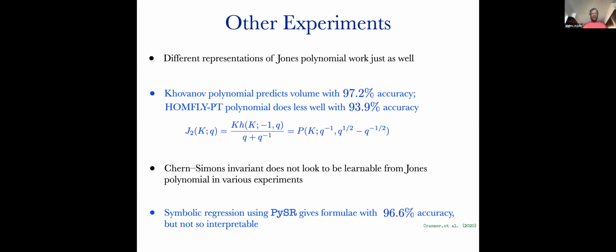The Chern-Simons invariant in various experiments we have attempted does not look to be learnable from either the Jones polynomial or these other polynomials. We can just use symbolic regression on the data we've got, and the accuracies are fairly good, but there's really no interpretation we can assign to the symbolic regression formula that we obtain.